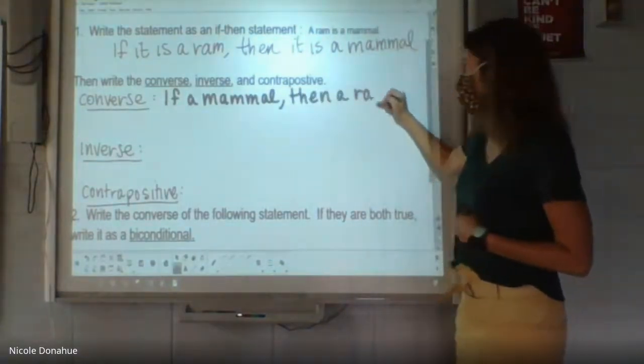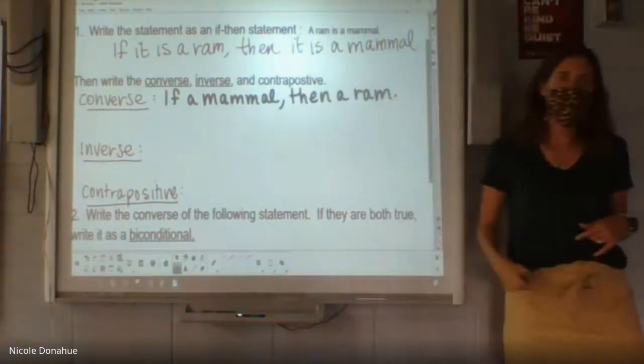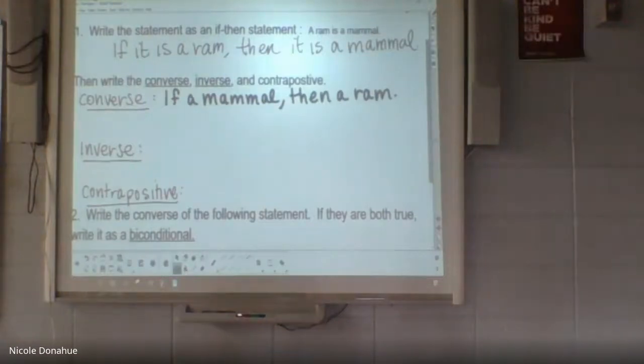And I'm just going to shorten it a lot. This isn't really a sentence. It should be: if it is a mammal, then it is a ram. I'm okay if you shorten it up a little bit, but you get the idea. If a mammal, then a ram.